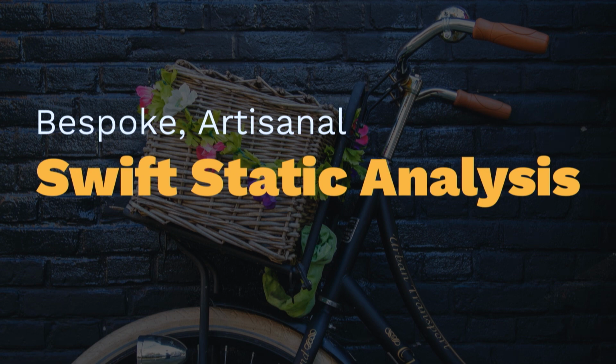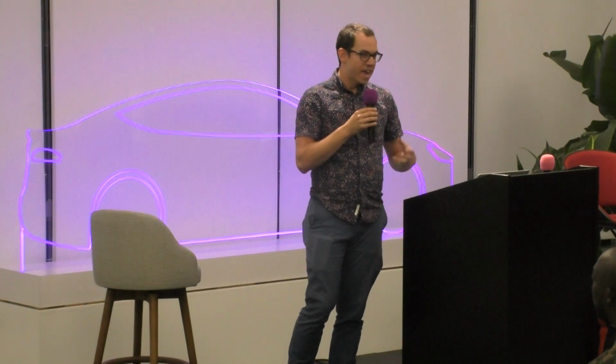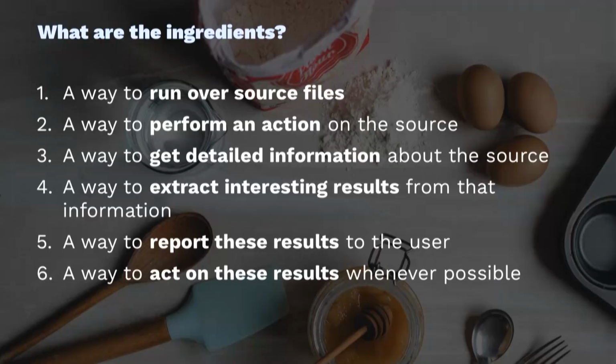And this is where this bespoke artisanal Swift static analysis comes in, where maybe we can build something that's one-off, something that we can handcraft and not require a team of software engineers to develop. And so you distill it back to its basics, and you need a few things, right? And you don't need to be a static analysis expert to come up with these, right?